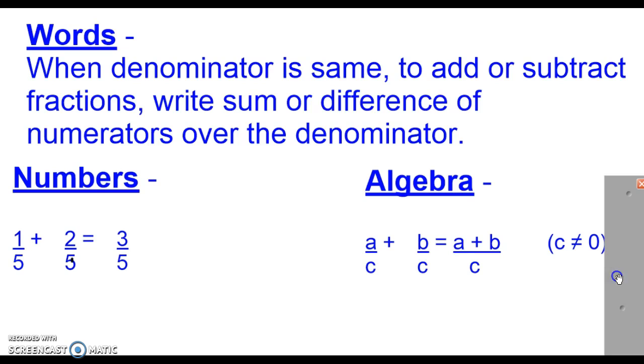And then in algebra, it says if you have a over c plus b over c, you can see our denominators are both c, so our denominator will stay the same, and then you write the sum of a plus b, so a plus b over c. And again, remember we talked about why our denominator cannot equal 0, and that is because every fraction is a division problem, and you can't divide something into 0.